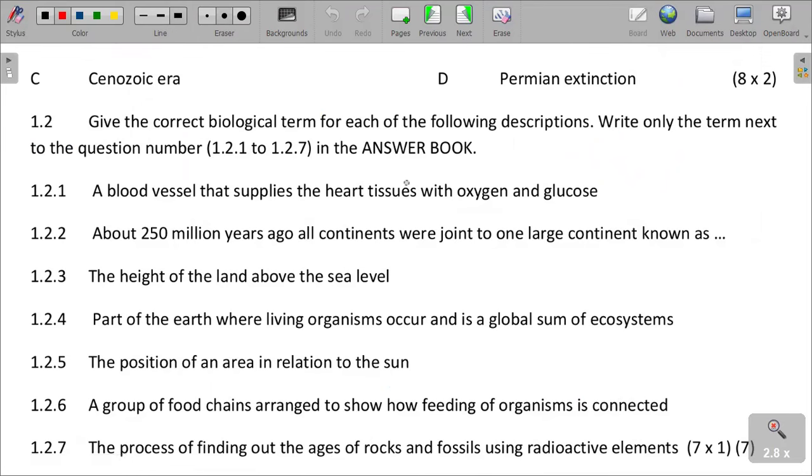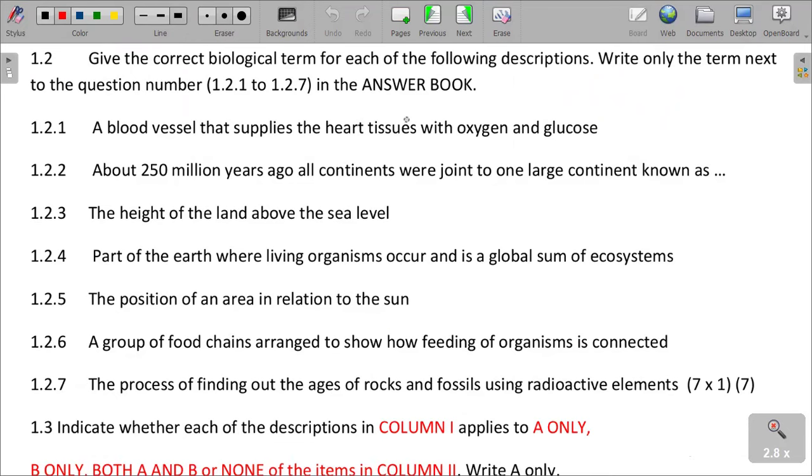Give the correct biological term for each of the following descriptions. Write only the term next to the question number. So number 1.2, we are giving these definitions of terms that we need to find. A blood vessel that supplies the heart tissue with oxygen and glucose. It is called what? It is actually called the coronary artery. It's the one that supplies the heart with oxygen and glucose.